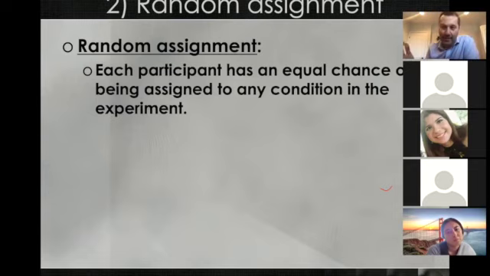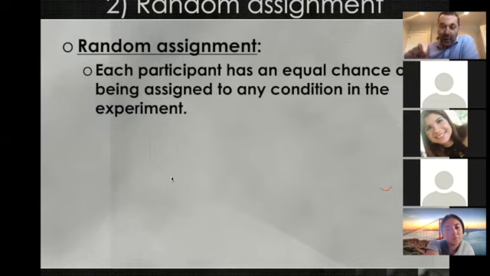So what will often happen in actual studies is that when a participant shows up to our lab, we will randomly assign them to conditions. We might literally flip a coin to figure out which condition we're going to put you in our study, or we might use a random number generator or something along those lines. Okay.